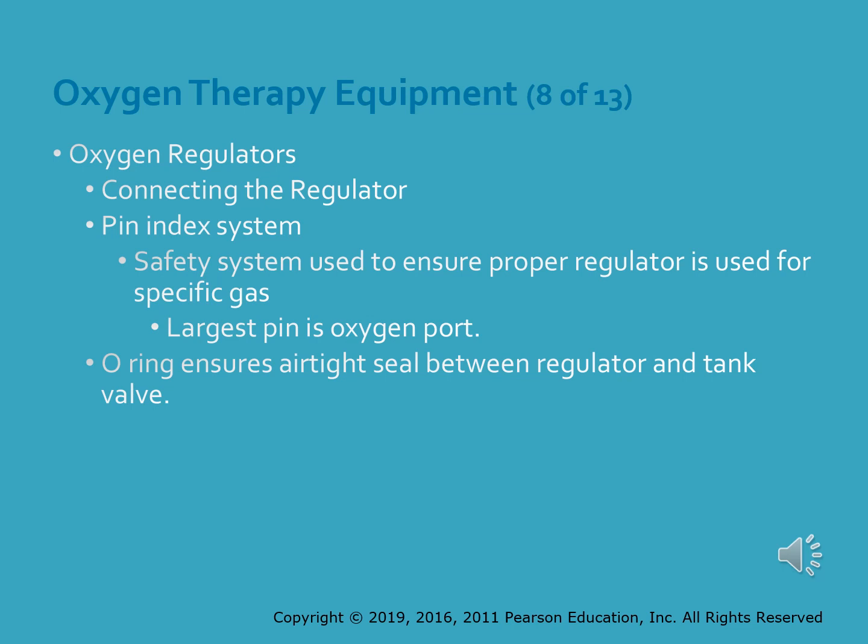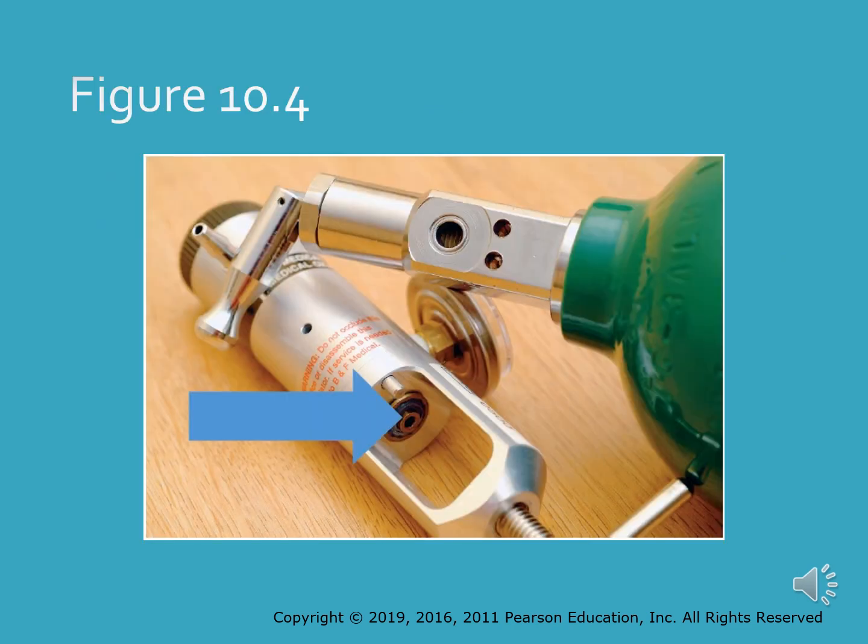Before placing the regulator onto the yoke, you must ensure the presence of an O-ring. The O-ring sits over the oxygen port and serves as a gasket to ensure an airtight seal between the regulator and the cylinder valve. Here you will see the Pin Index Safety System, or the PISS, and it's got the presence of the O-ring as indicated by that blue arrow.